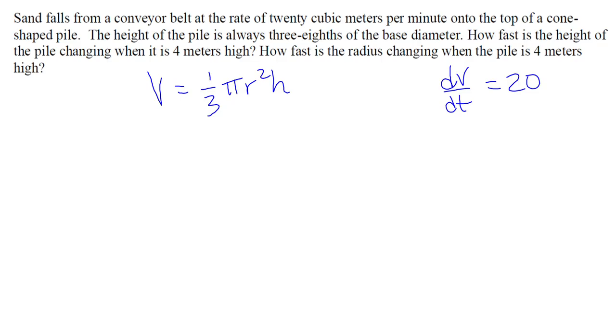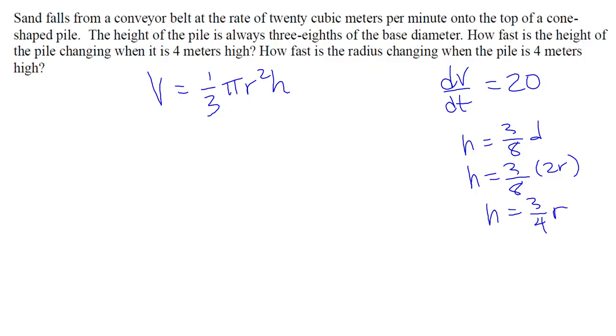We're told that the height is 3/8 of the diameter. Right? Well, if the height is 3/8 of the diameter, and the diameter is 2 times the radius, so that'd be 3/8 of 2 times the radius, which would mean that the height is 3/4 of the radius. So we're probably gonna need that here in just a minute.